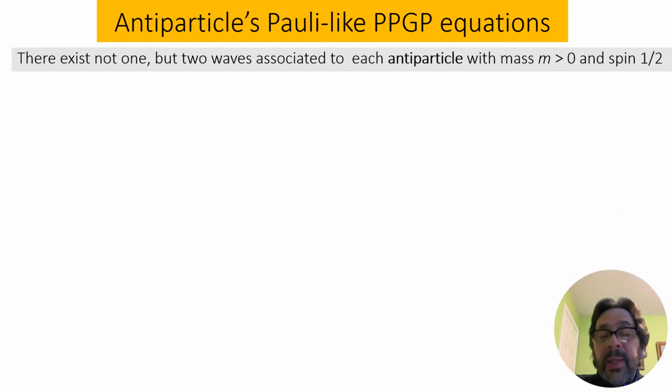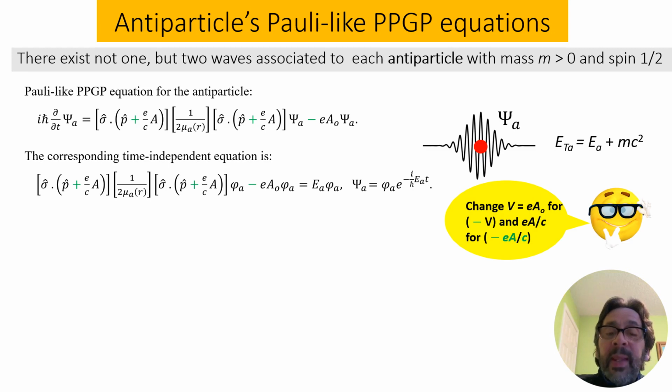Antiparticles Pauli-like PPGP equations. There exist no one but two waves associated to each antiparticle with mass larger than 0 and spin 1/2. In one wave, the energy of the antiparticle is E sub A plus mc2. What wave equation is this wave a solution of? Well, it will be the Pauli-like PPGP equation for the antiparticle.